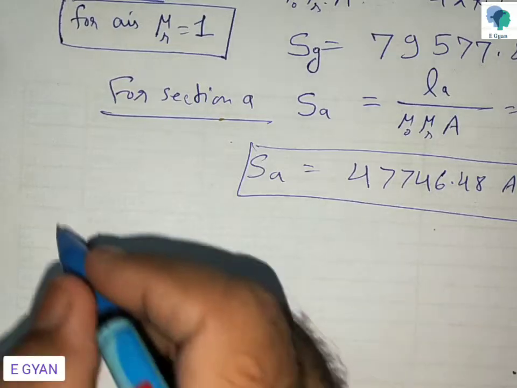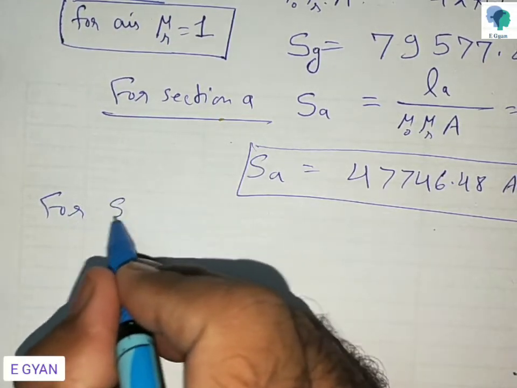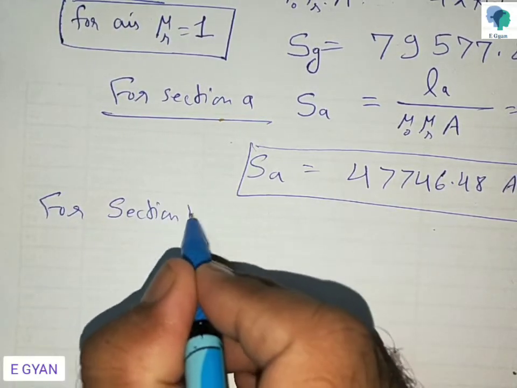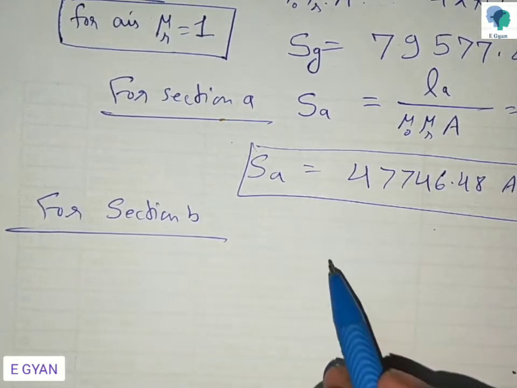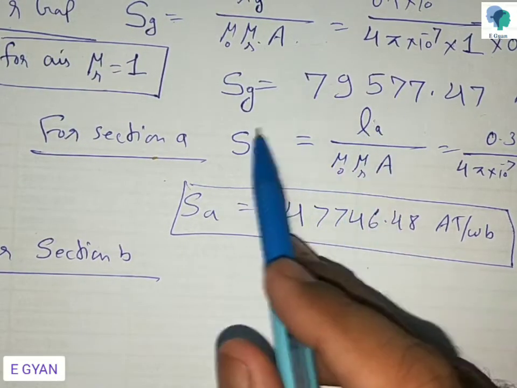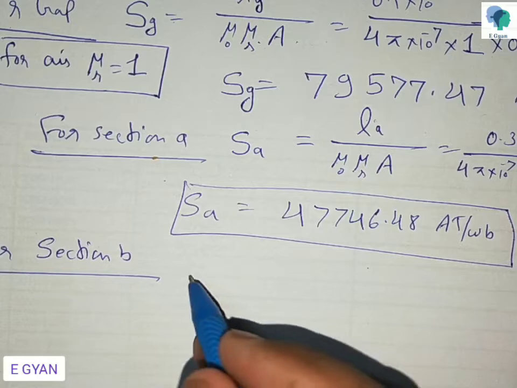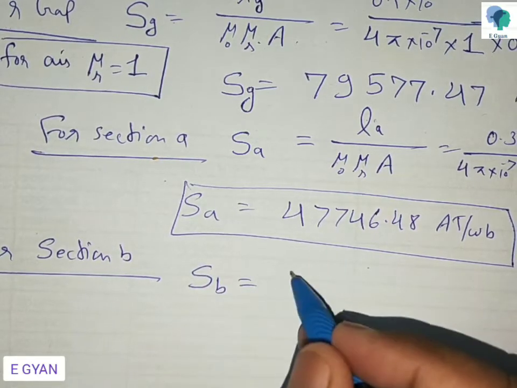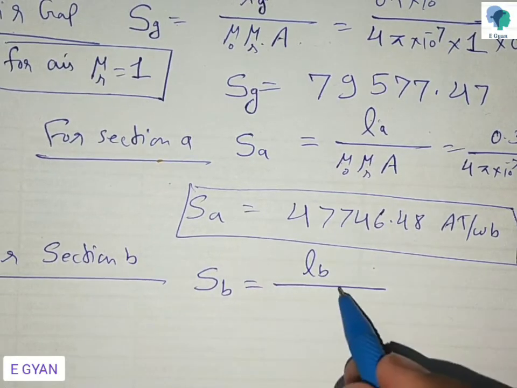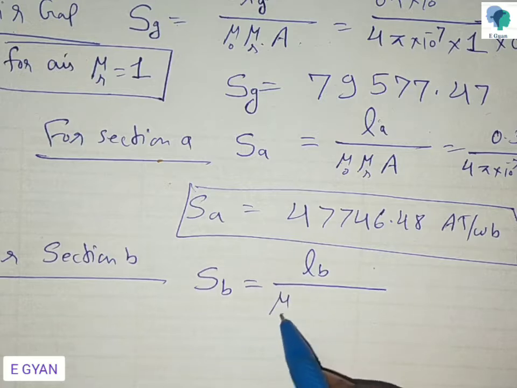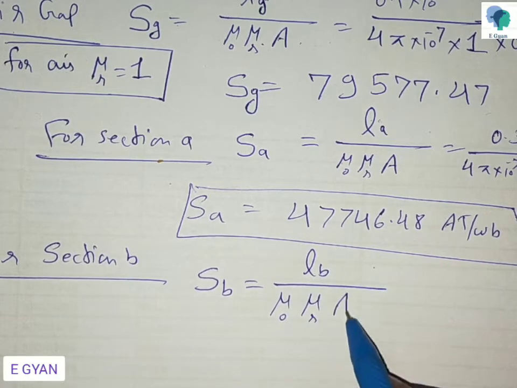Now the same thing we will calculate for section B. It is a very simple problem. If we know the formula of reluctance, that is L upon mu 0 mu r A, we can calculate reluctance for each section. Just substitute the values which are given. So mu 0 mu r A.